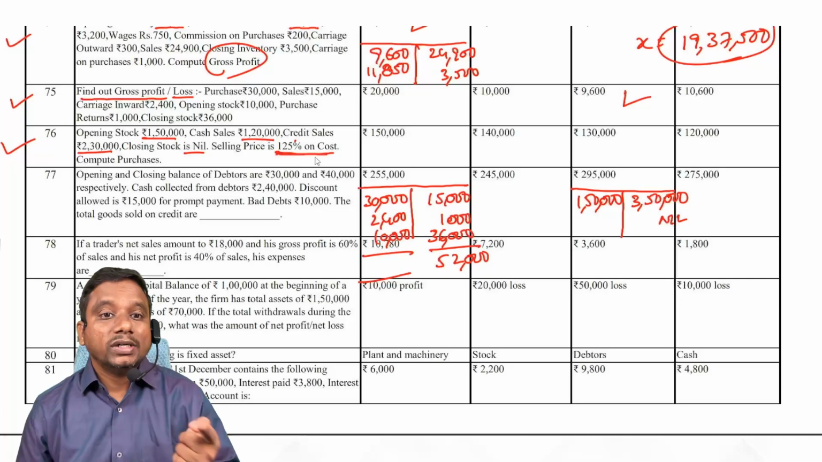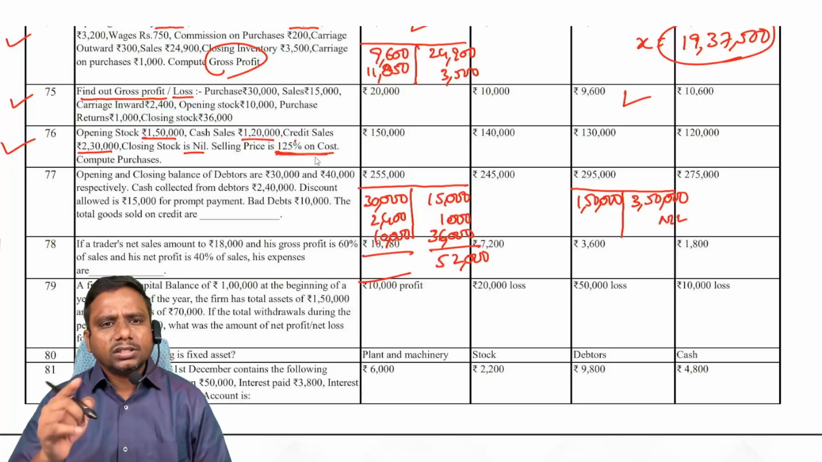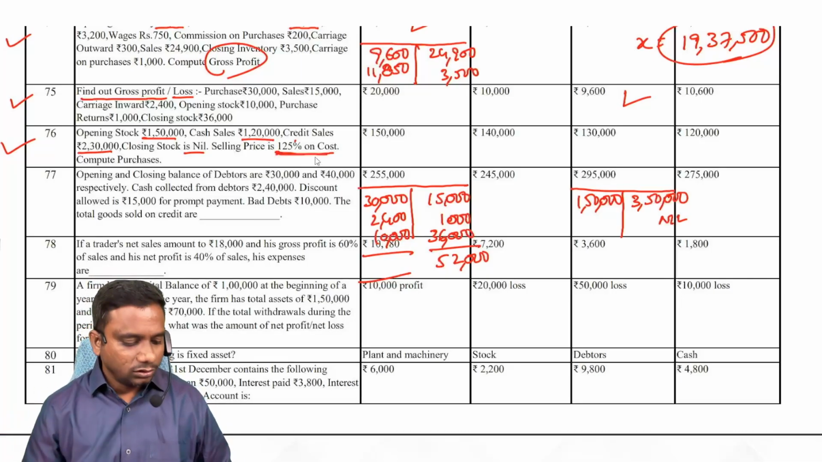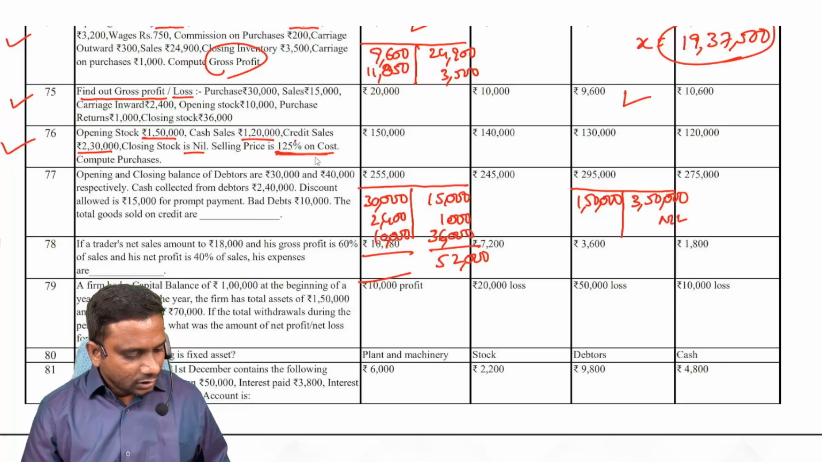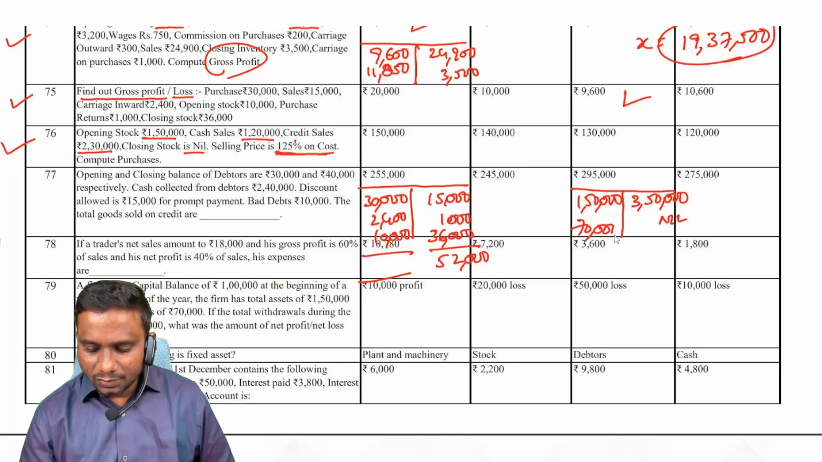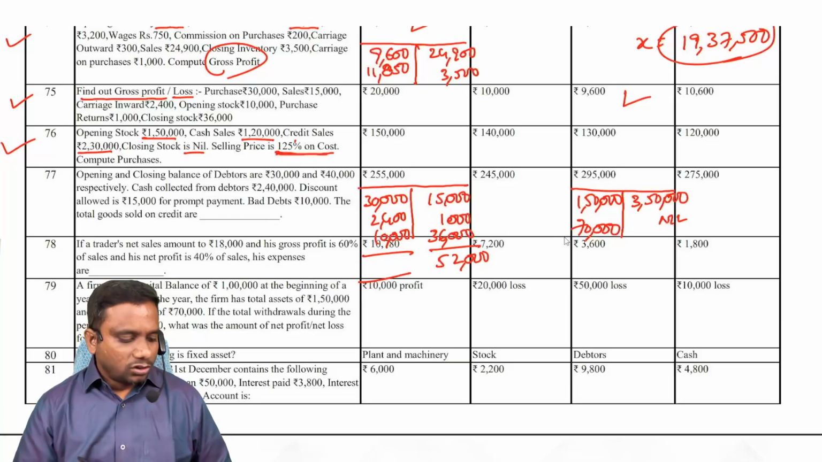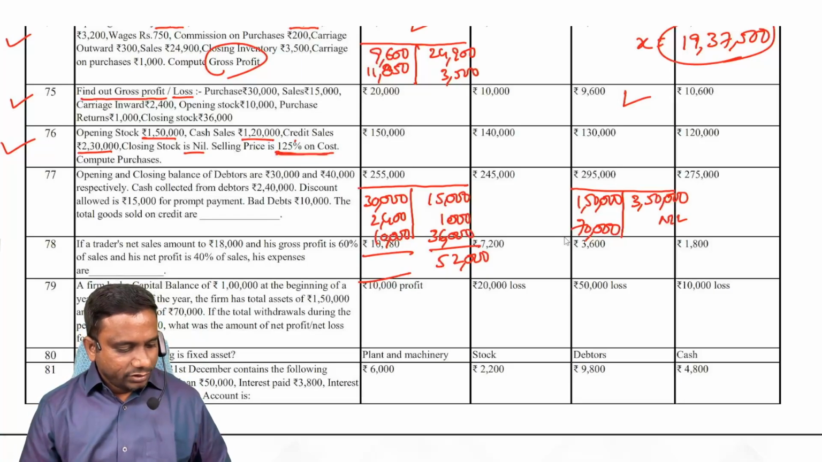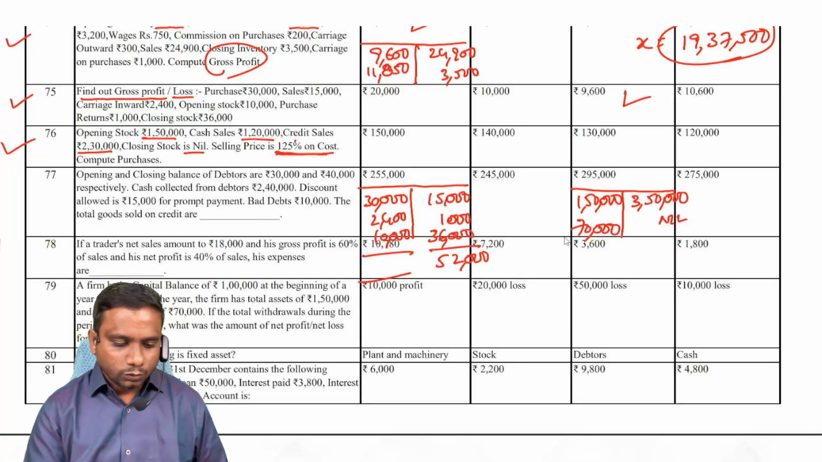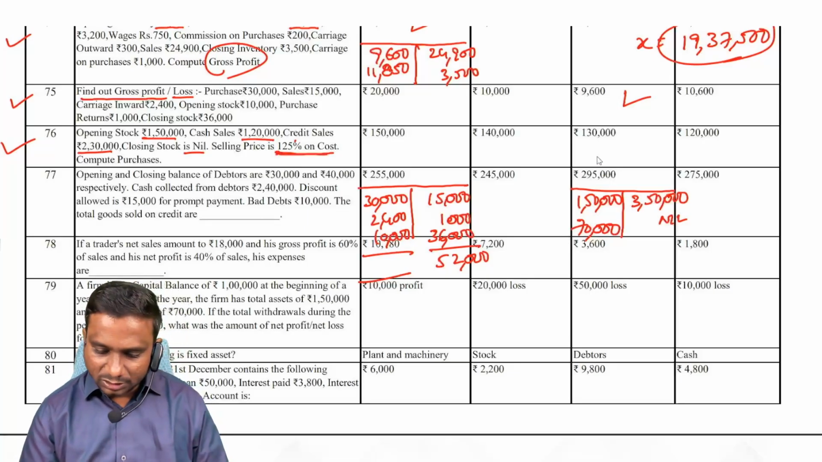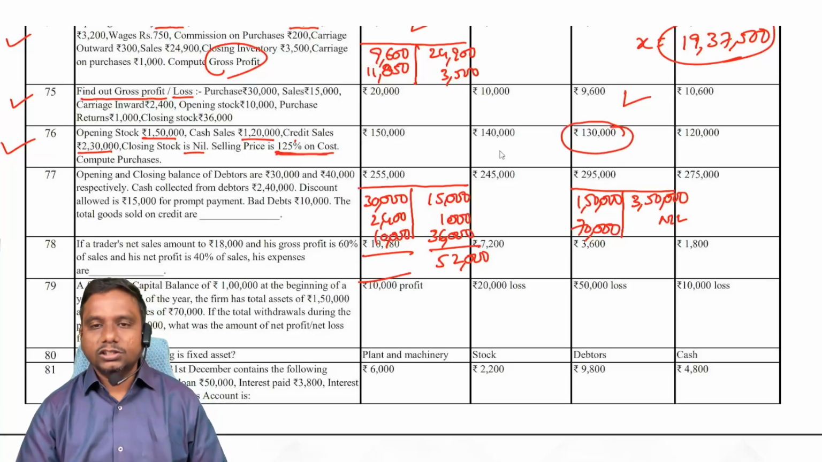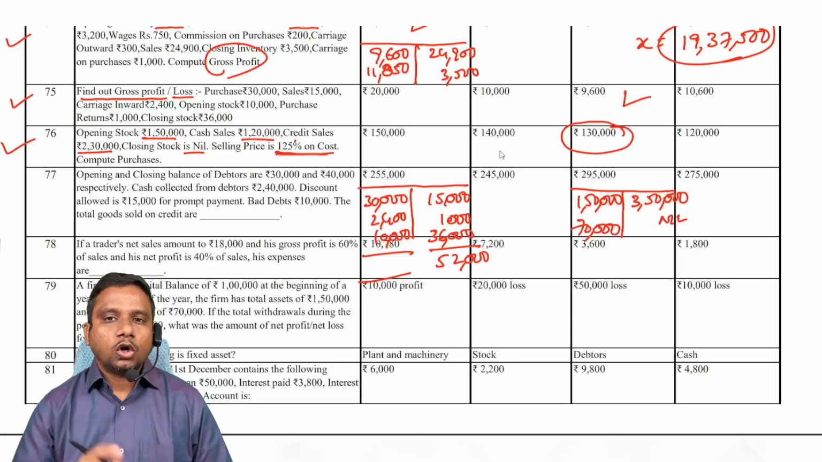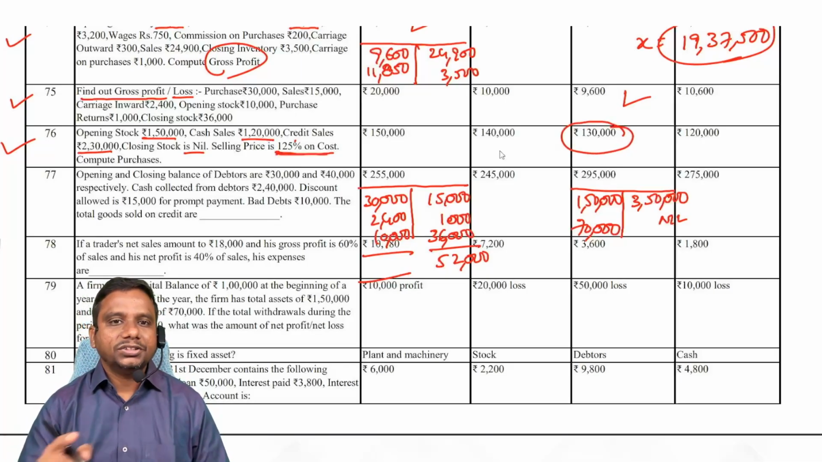125% on cost means 25% on cost. 25% on cost is equal to 20% on sales. 3,50,000 into 20% means 70,000. 70,000 is our gross profit. Now calculate 3,50,000 minus 1,50,000 minus gross profit 70,000. So 1,30,000 is your purchase value. 76, 1,30,000 is your purchase value. So option C is correct.